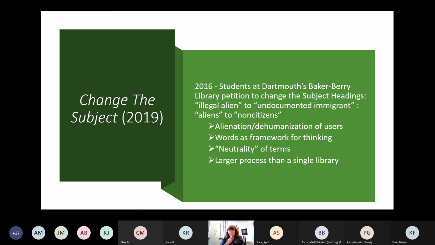They didn't know that they were coming up against a much larger system than just what was in their library catalog. It really speaks to the importance of words as a framework for our thinking. And it gets into the very sticky subject of neutrality of terms. And can a term really be fully neutral? And it spoke to the larger process than just one single library applying terms to a subject.